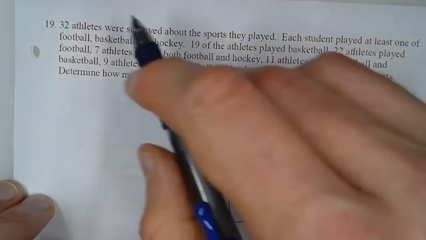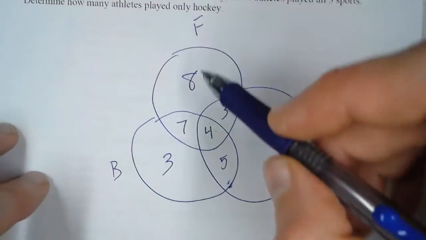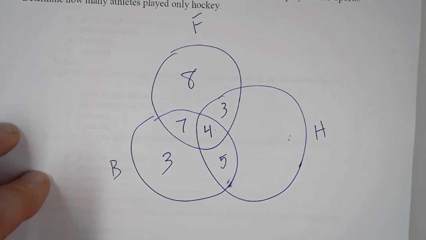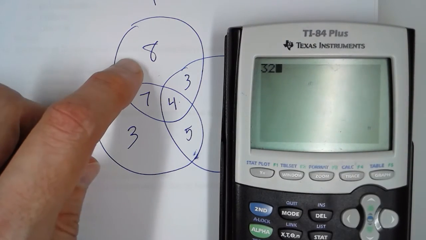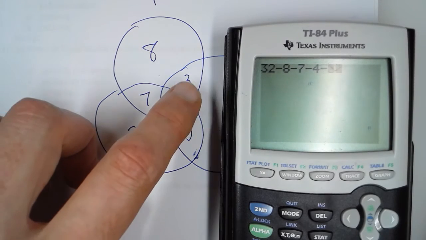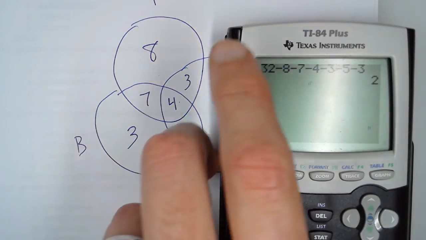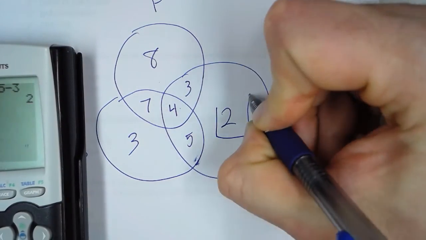Now, the first piece of information is the last we're going to use. It says 32 athletes were surveyed. All of these numbers, including this, have to add up to 32. So, to get our answer, we're going to take 32 and subtract each of these numbers. Subtract 8, 7, 4, 3, 5, 3. And so, our final answer is 2. And we're done.